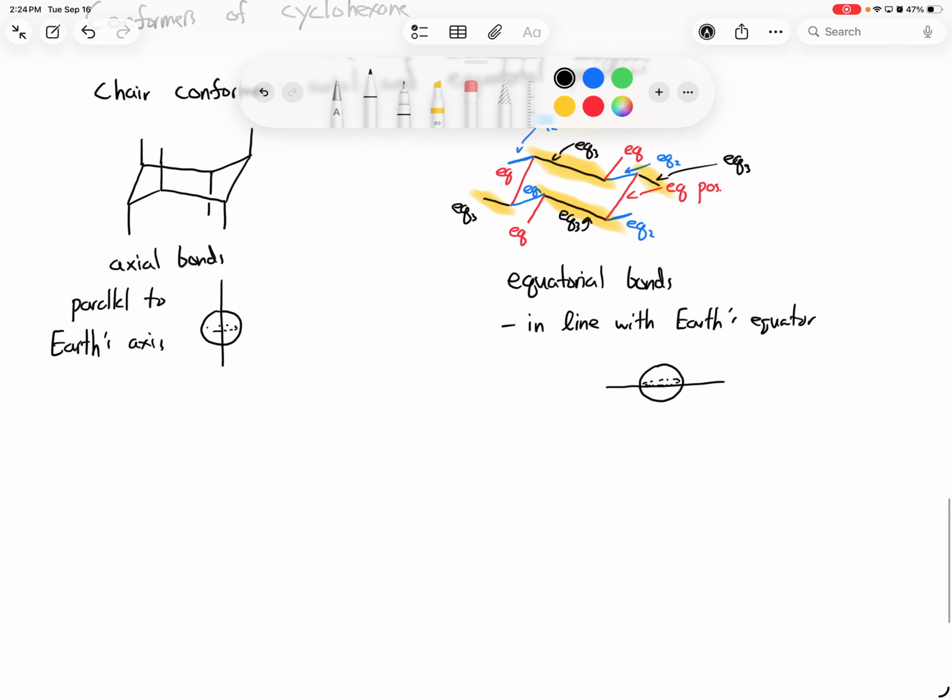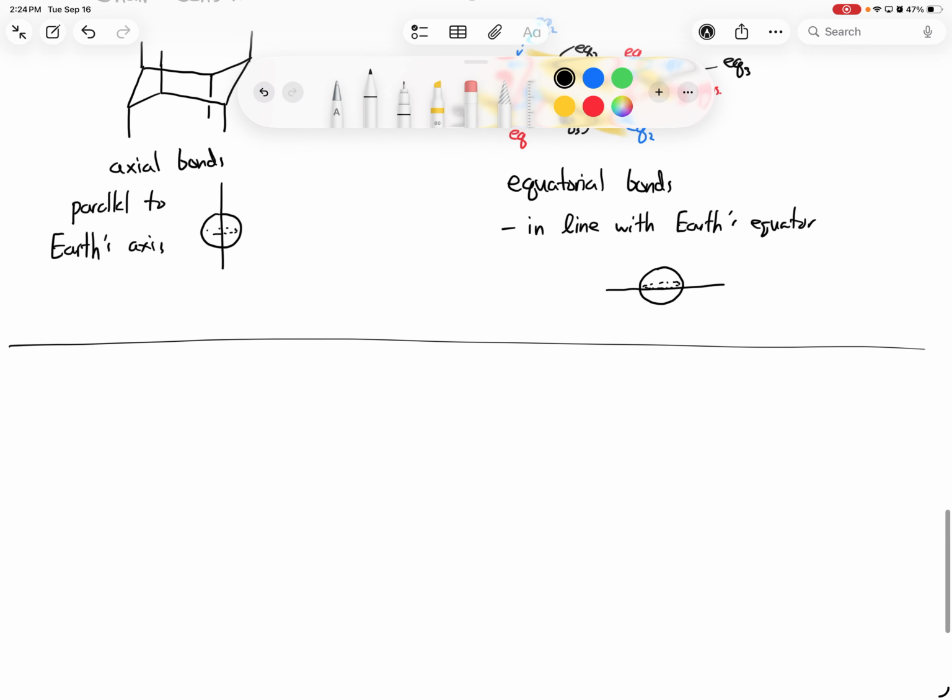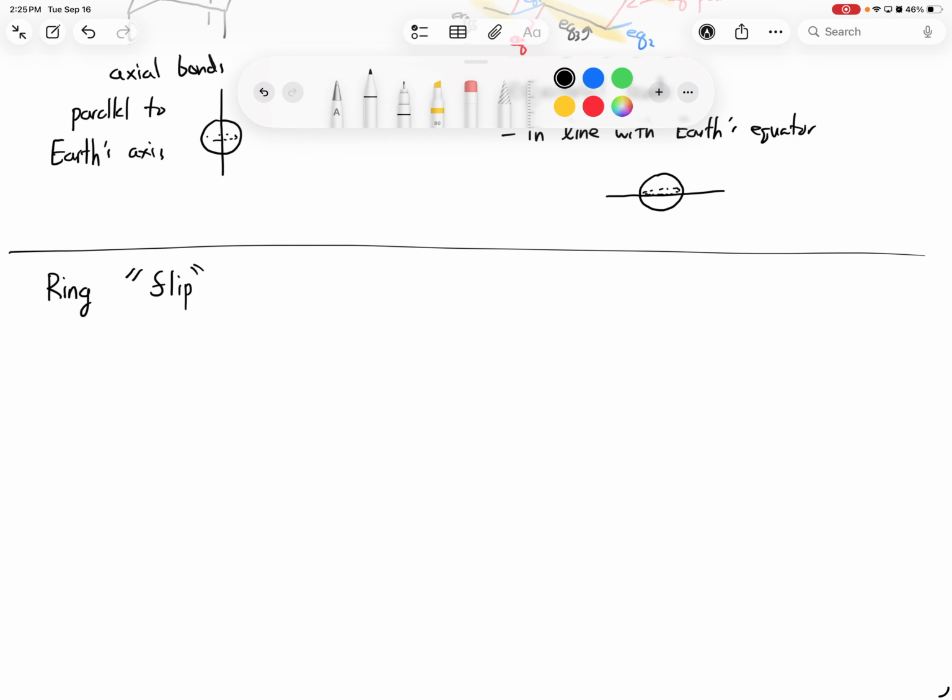So let's talk about ring flip. Okay. So for any chair conformation, they can do what we call a ring flip. So when we say ring flip, we're not flipping it over itself. It might look like that's what's happening, but that's not the case. Okay. So what's happening here is a part of the molecule, one of the bonds is going up and down, and then in a chair flip, it's vice versa. Okay? So I'll show you an example. Let's draw this chair structure.